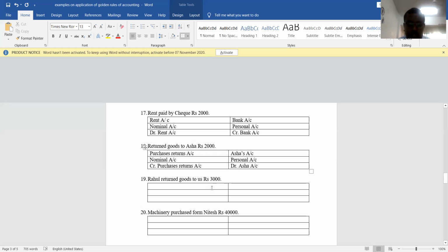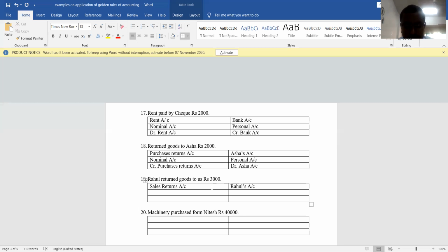Okay, our next transaction is the 19th one. Rahul returned goods to us. Who is Rahul? Rahul is our customer and he is returning goods to us. So which accounts? One is the sales returns account, and another one is Rahul's account.